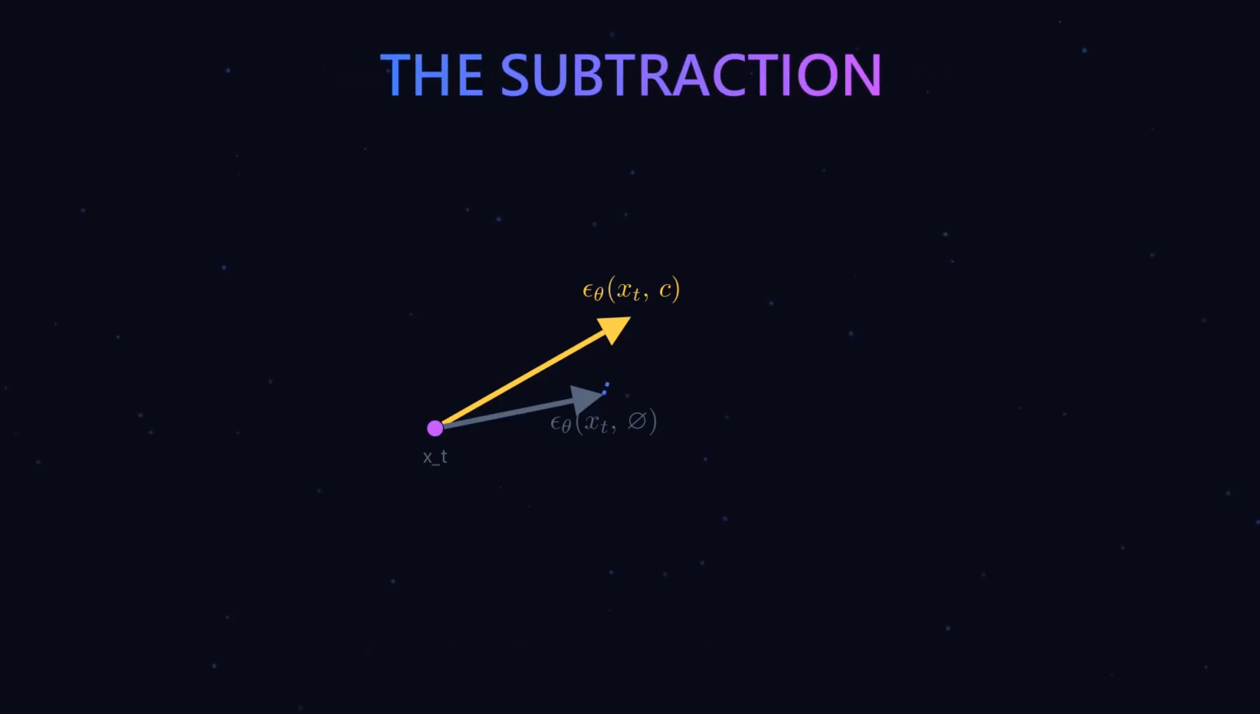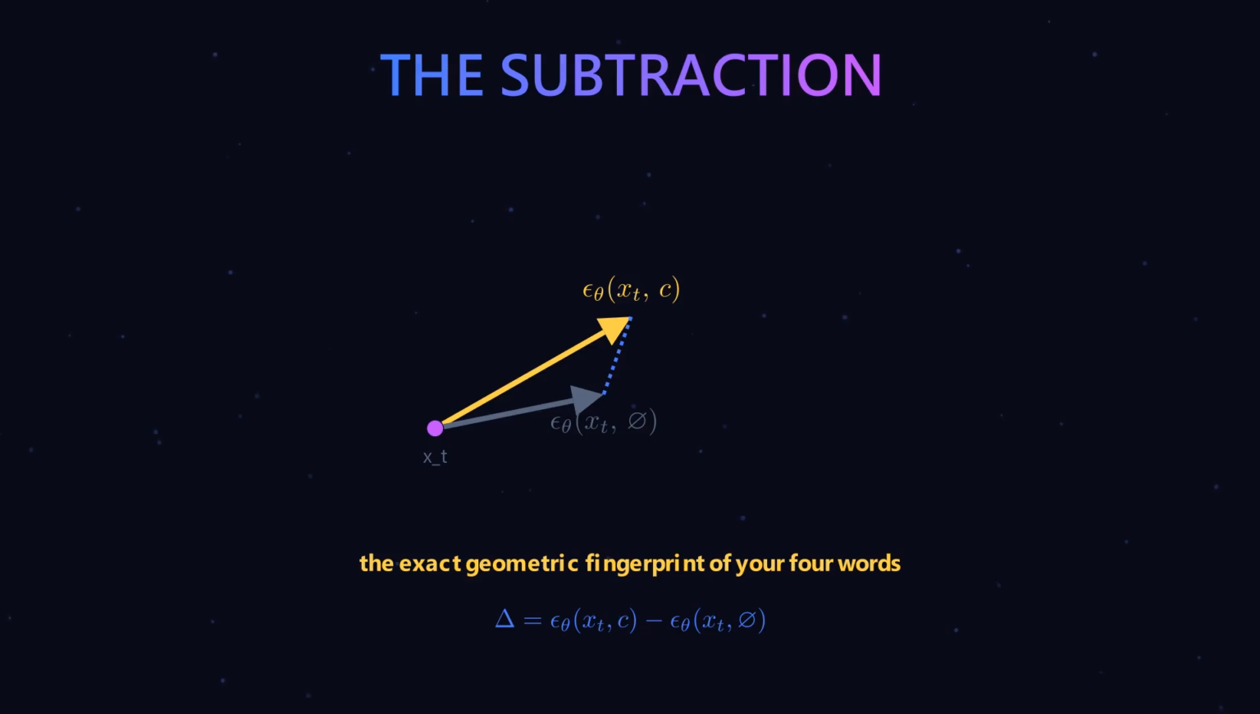Now here is the actual trick, and it is nothing but vector arithmetic. Take the conditional arrow, subtract the unconditional arrow from it. What's left over, epsilon cond minus epsilon uncond, is a pure difference vector, the exact direction toward cat and skateboard and away from generic everything else. It isolates precisely what the prompt is contributing, with the network's generic prior subtracted clean out of it. This difference vector is the geometric fingerprint of your 4 words. Everything downstream in this chapter is just what we do with it.